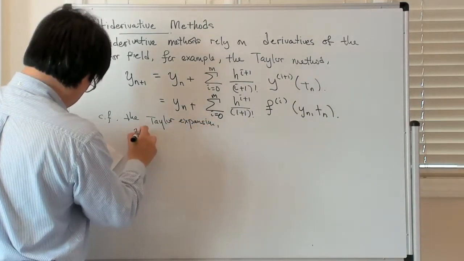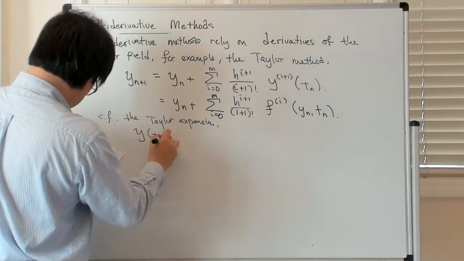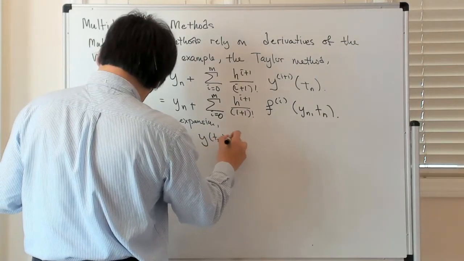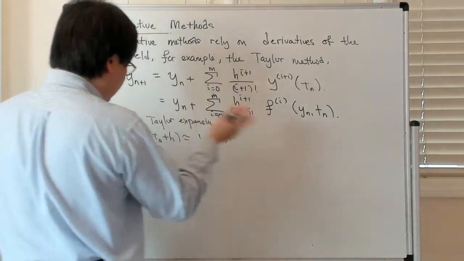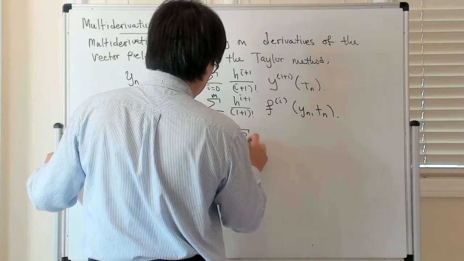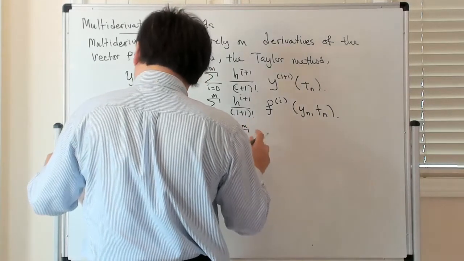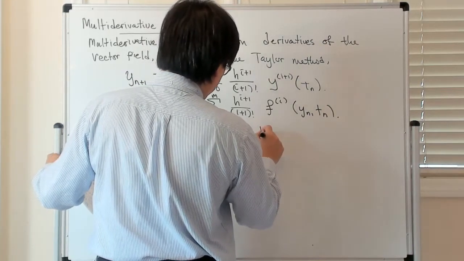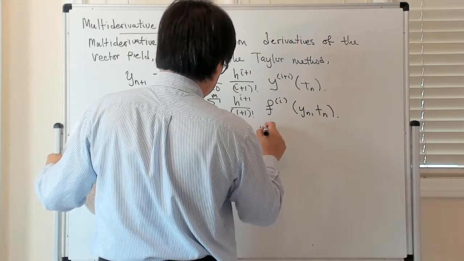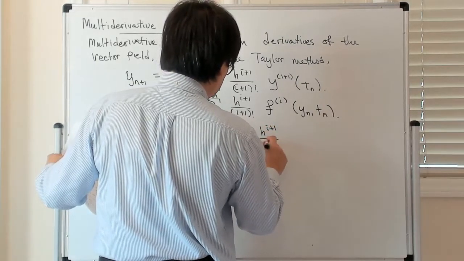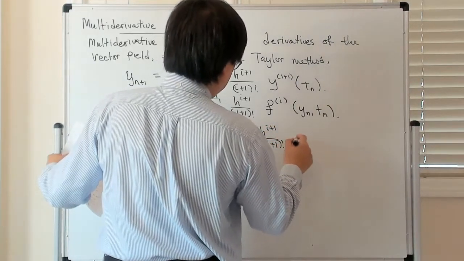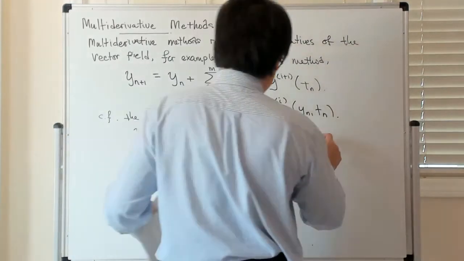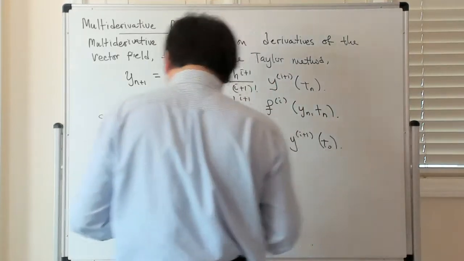Which says that y at some t0 plus h is approximately y at t0 plus derivatives, right? Sum i equals 0 to m. Well, actually i equals 0 to infinity in general, right? Of h to the i plus 1 over (i plus 1) factorial, and then the (i plus 1)-th derivative of y at the time t0, right?